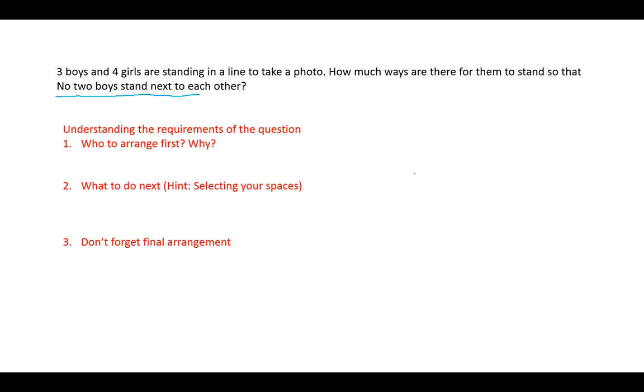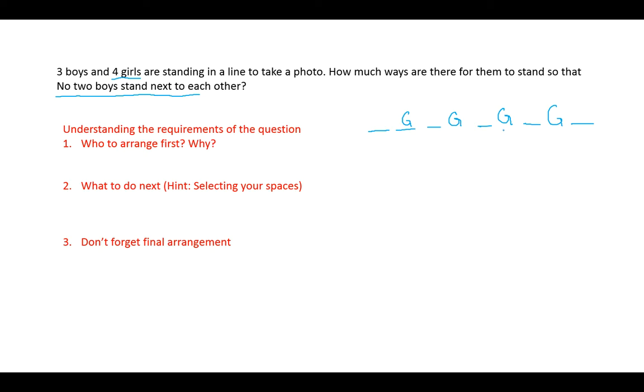what you do is you start by arranging all the items in the set which do not have to follow the condition. For example, here I have 4 girls. So what I'll do, I'll arrange 4 girls and I'll keep a space between all of them. Also understand that there will be a space on the left of the first girl and there will be a space on the right of the last girl.